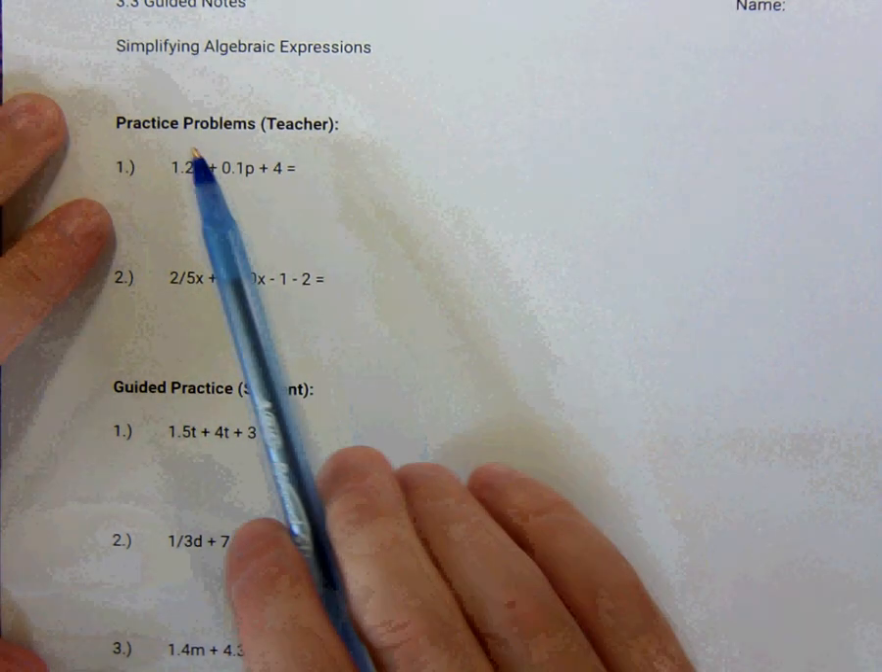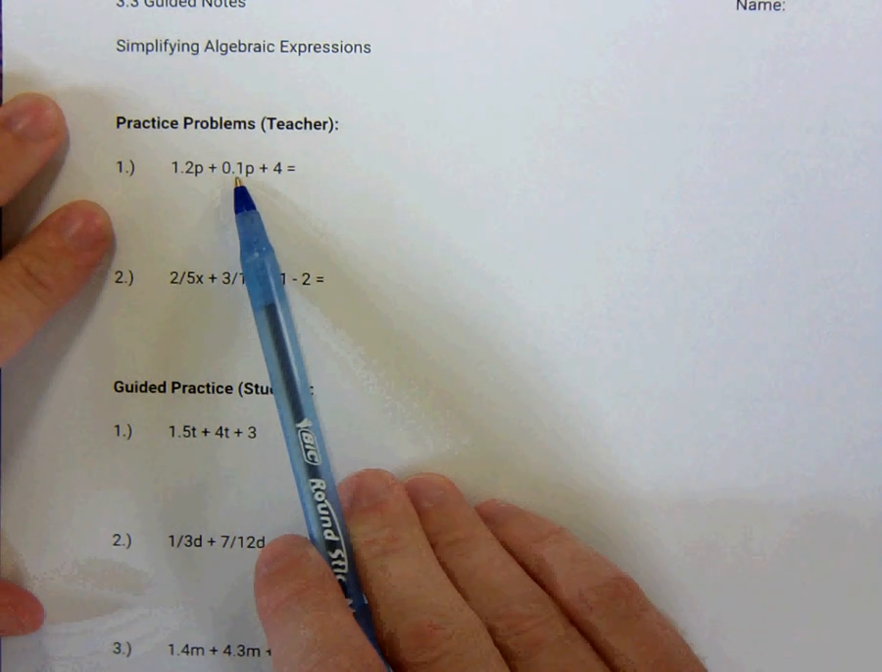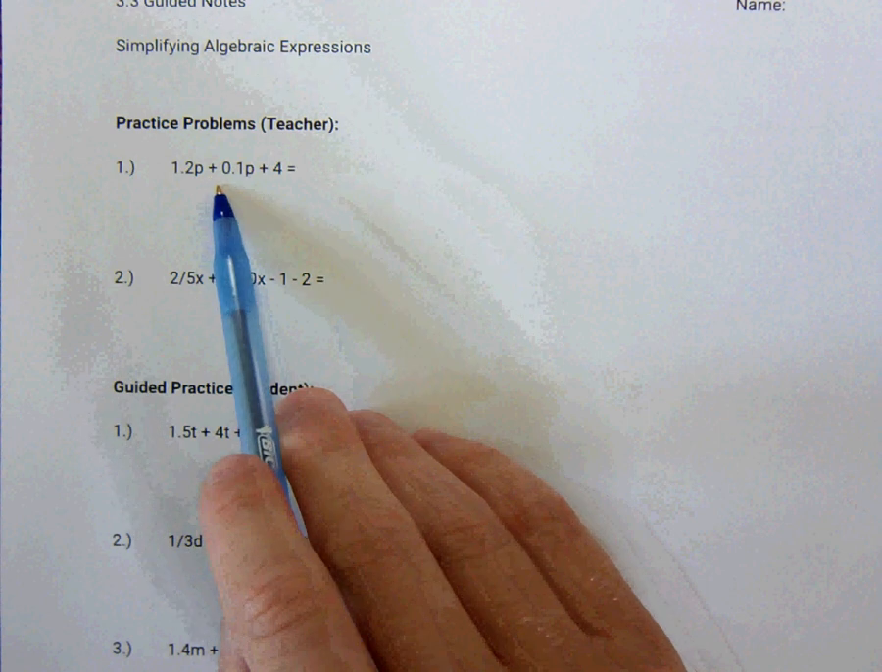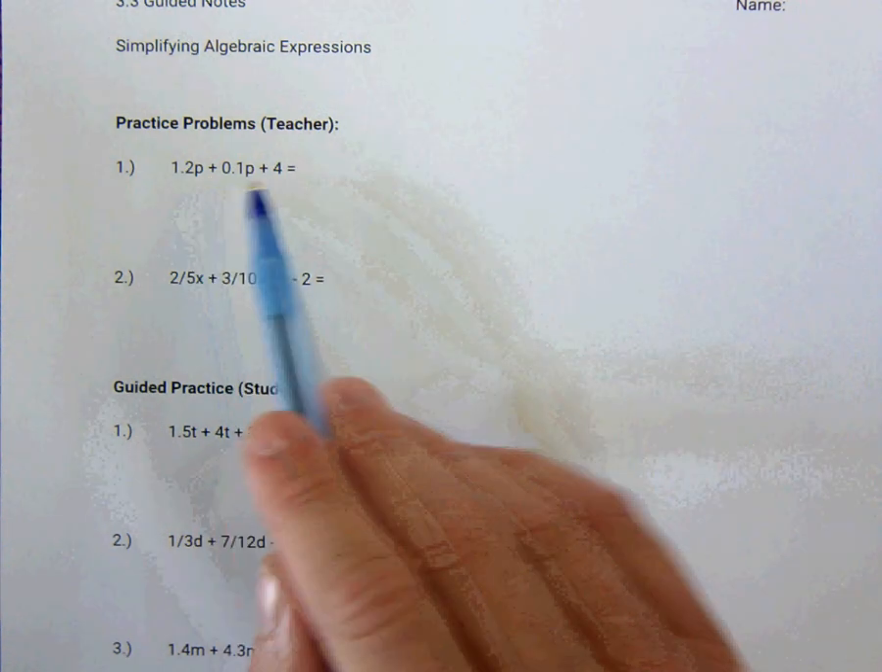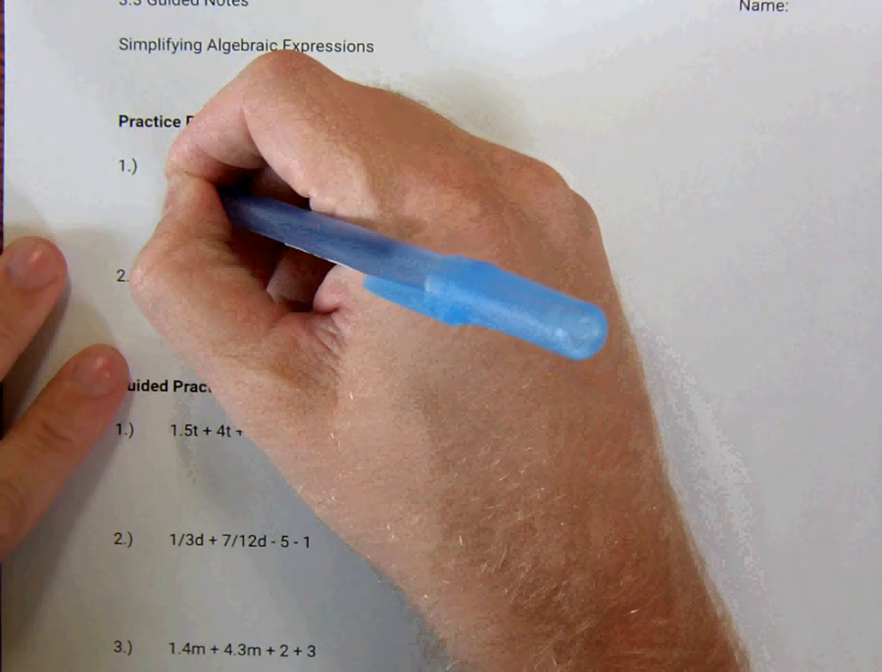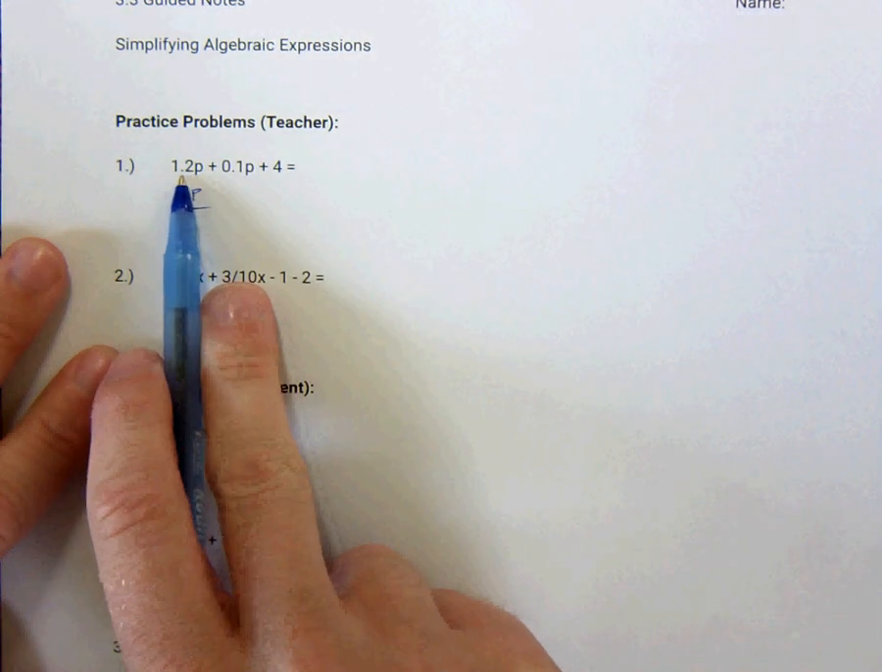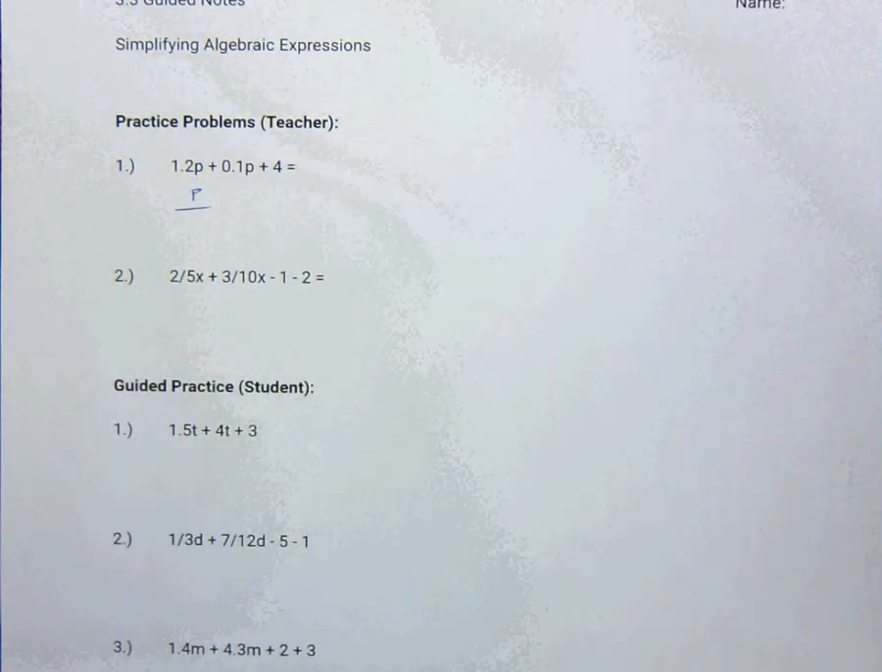This first problem, I have 1.2p plus 0.1p plus 4, or 1 2/10 p. The way I'm going to do this is I'm going to distinguish between p and all my numbers, all my coefficients. That's what you call the number in front of a variable.